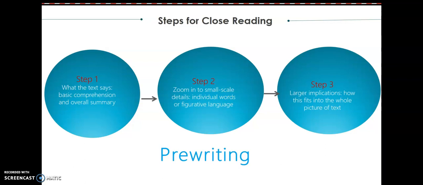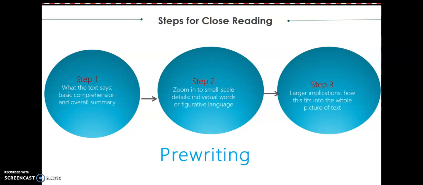Then step 3 is to zoom back out to look at the larger implications of that particular word choice and that particular piece of figurative language and how it fits into the whole picture of the text, the particular soliloquy that you're working with, and then also the larger play that you're working with.